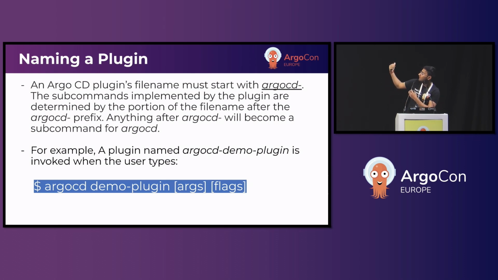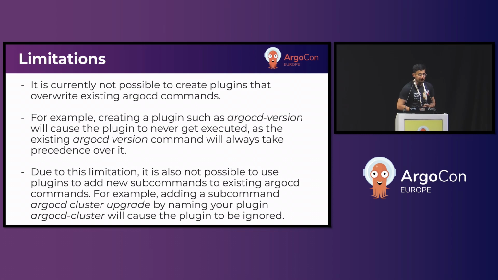For example, here this will become like Argo CD, then demo plugin is going to become a subcommand, then this Argo CD hyphen demo plugin might have its own flags, arguments, those are going to get executed here. What are the limitations of this feature?